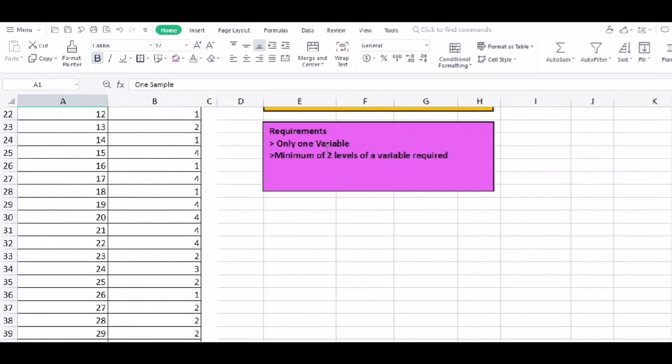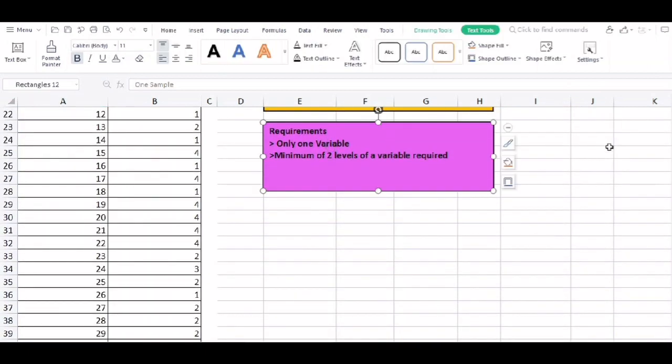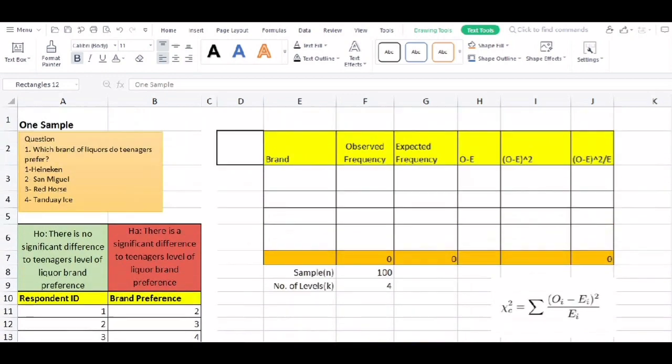With one sample, the requirements, of course, we have only one variable. And then also a minimum of 2 levels of the variable is required. So as you can see here, I have only just one question, and then I can test right now my hypothesis, which is which brand of liquors teenagers prefer.